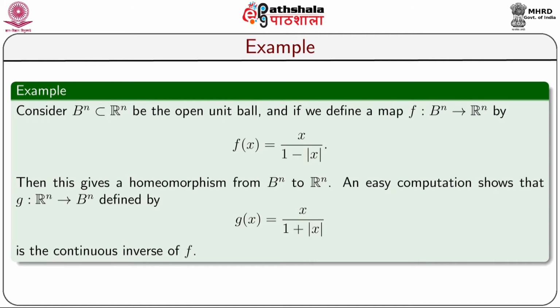Now, if we define a map f from B^n to R^n by f(x) = x/(1 - |x|), then this gives a homeomorphism from B^n to R^n. In fact, the mapping g from R^n to B^n defined by g(x) = x/(1 + |x|) is a continuous inverse of f. There is no question about the continuity of f and g, they are surely continuous.